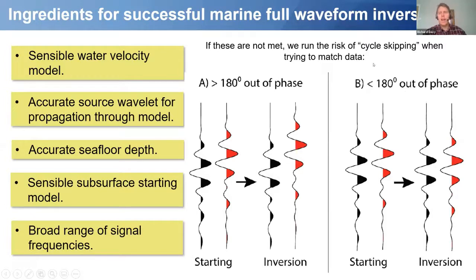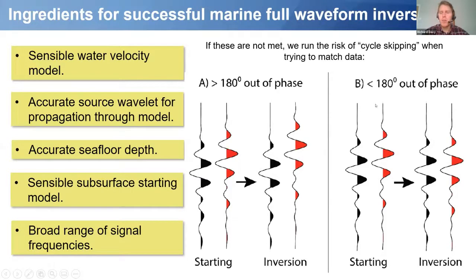So if any of these things aren't met, we run the risk of what's known as cycle skipping. Essentially what we need is the data to be within 180 degrees of phase so that we're matching the correct peak with the correct peak. If we don't match these criteria, what we start to do is actually match the incorrect peak with the incorrect peak and incorrect trough with the incorrect trough. And we get this phenomenon known as cycle skipping, which then gives us the incorrect result in the subsurface.